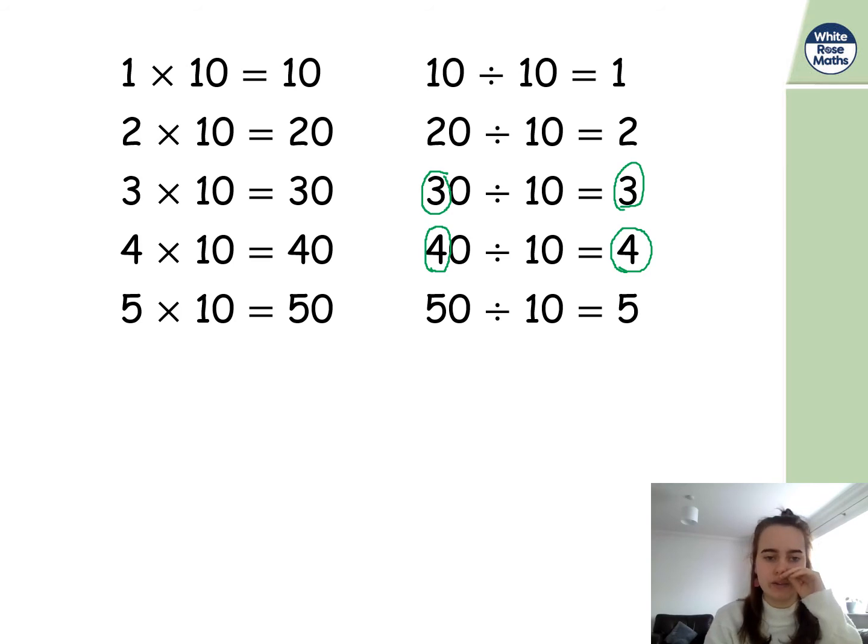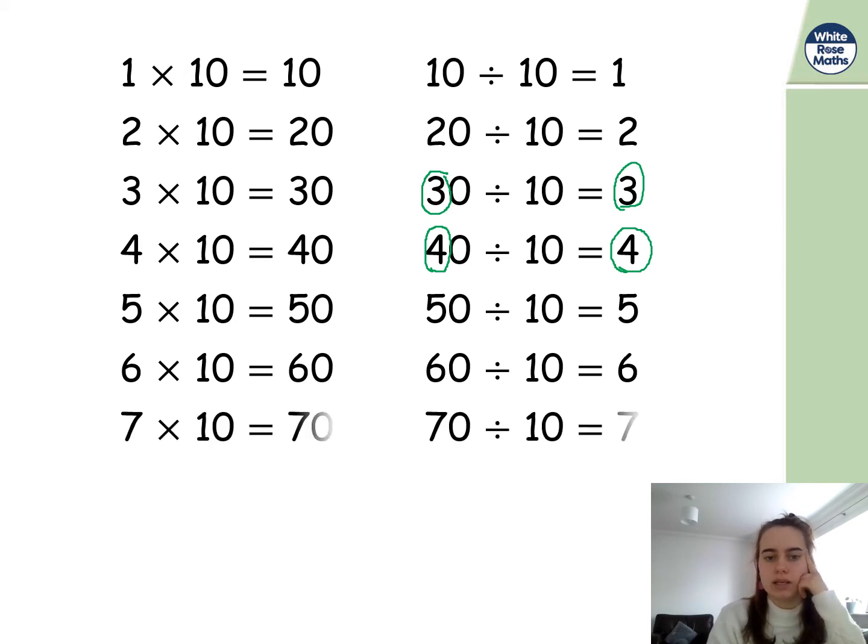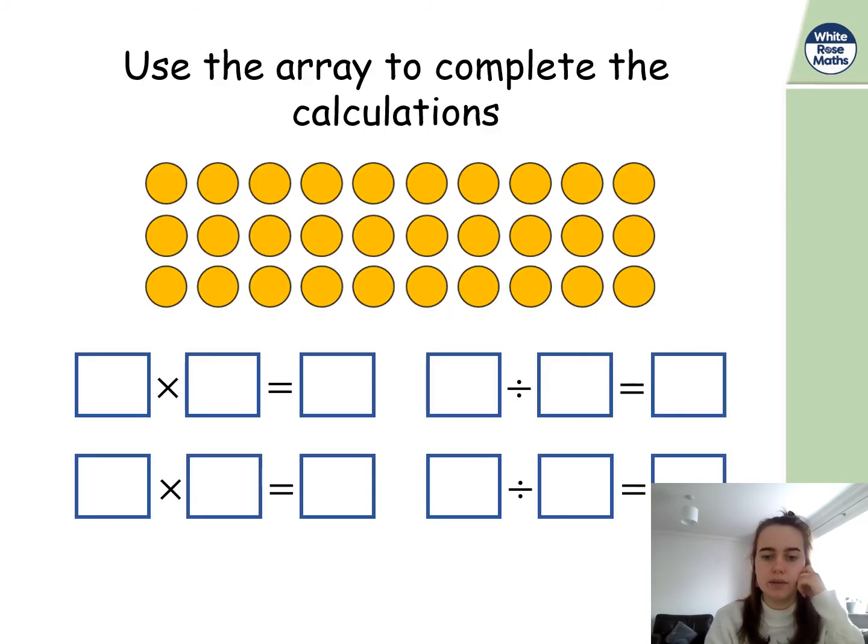So there you go, 5 times 10 equals 50, 50 divided by 10 equals 5. And then the same for 6 and 7. What do you think number 8 might be? 8 multiplied by 10 is 80. 80 divided by 10 is 8. Well done.